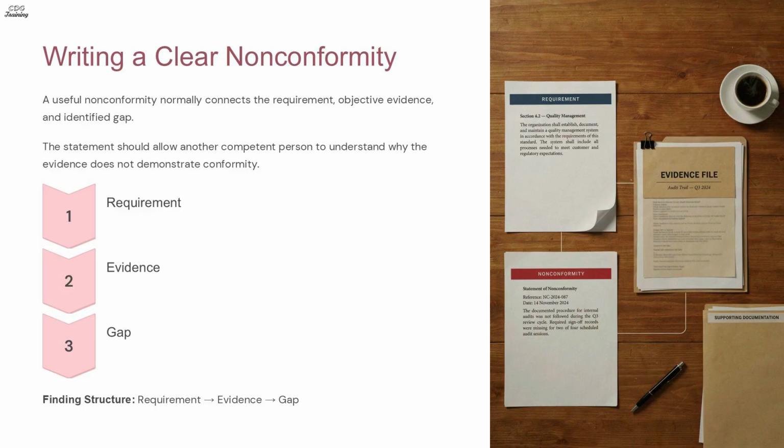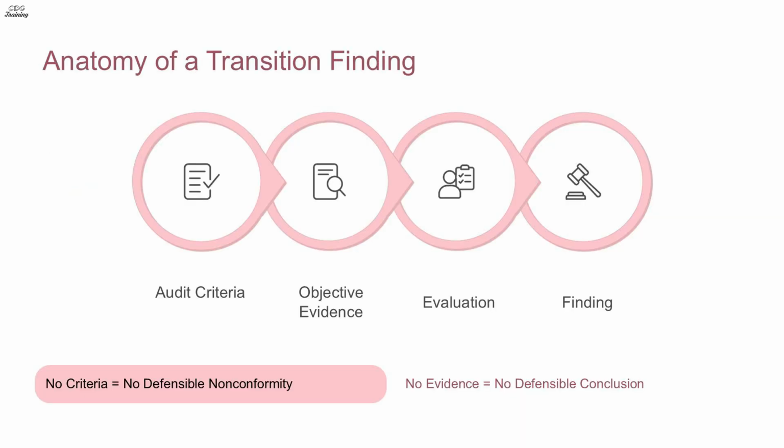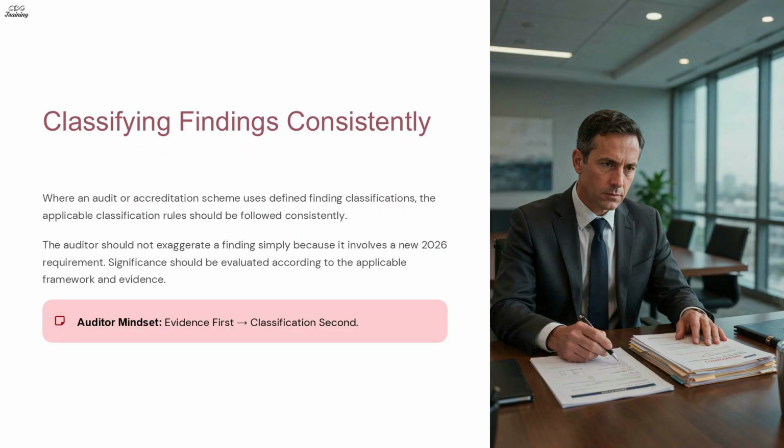A clear nonconformity statement connects requirements, evidence, and identified gaps for better understanding. Transition findings require a structured approach, linking criteria, evidence, evaluation, and findings. Consistent classification of findings is essential, focusing on evidence first and classification second.